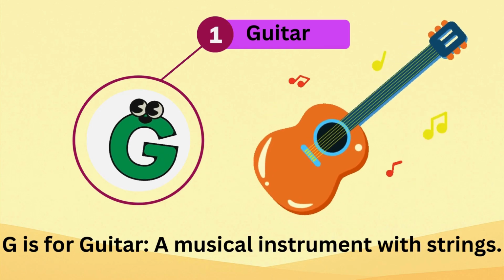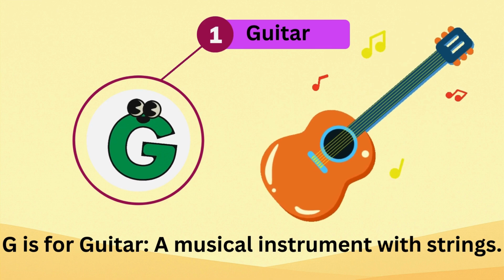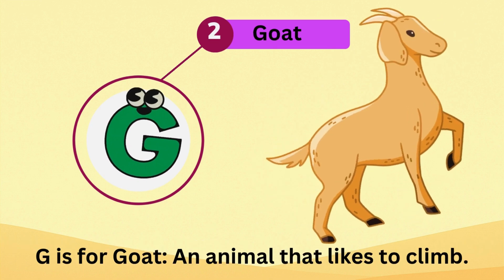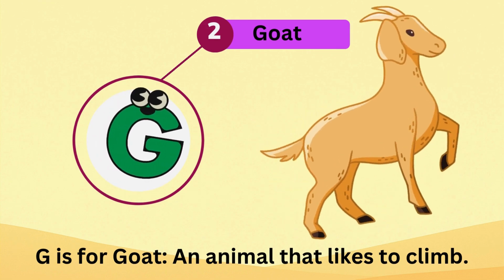G. G is for guitar, a musical instrument with strings. G is for goat, an animal that likes to climb.